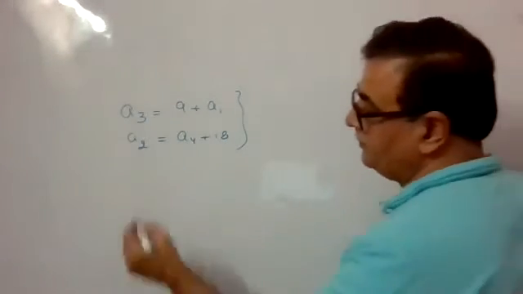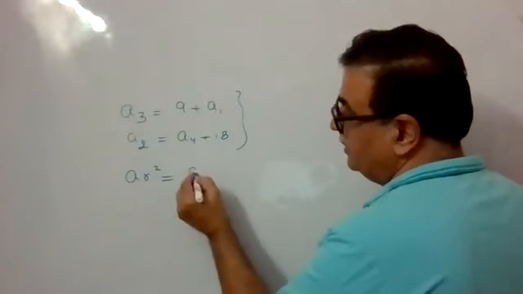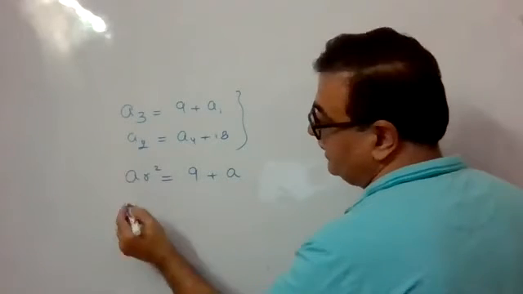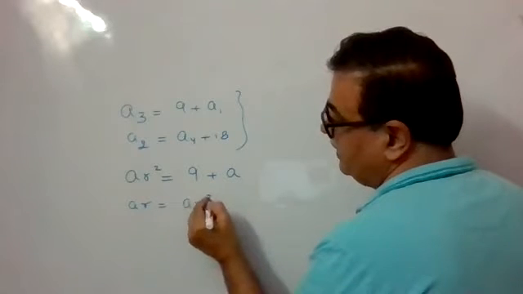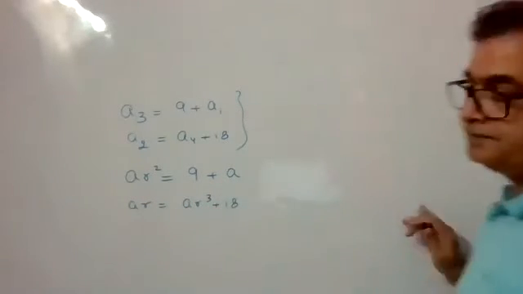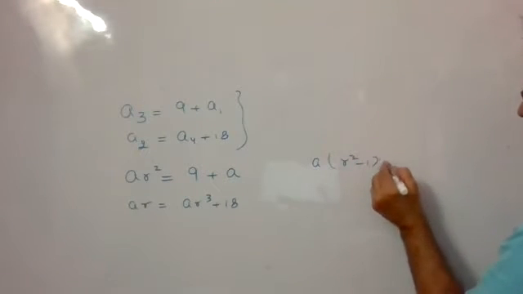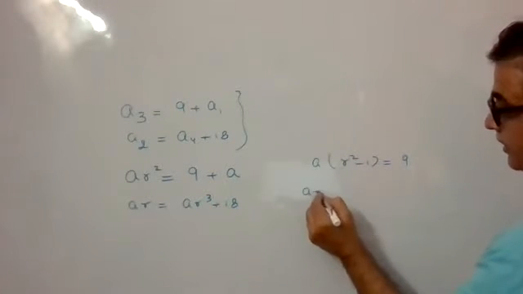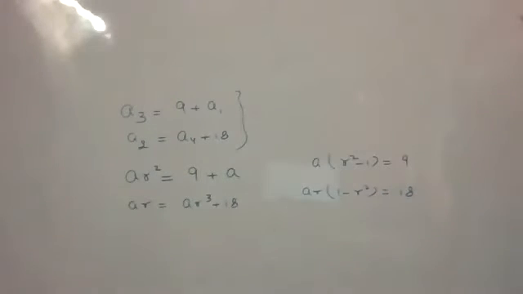So A3 का मतलब क्या हुआ? That is simply comes out to be AR square. Sir, R is -2. 9 plus this will be A. And this side we have AR will be AR cube plus of 18. A I'll take common that side, it will be R square minus 1 is coming 9. Is it right? AR common here, so it will come out to be 1 minus R square is coming 18.